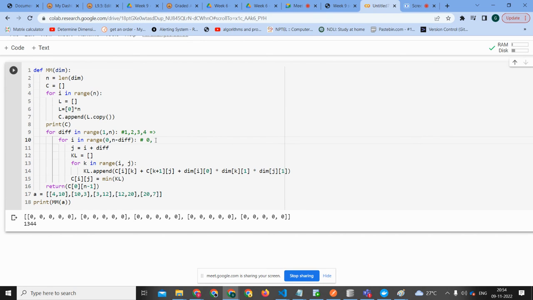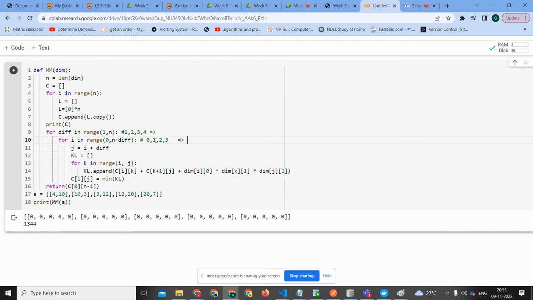First iteration it's going to be 0 comma 5 minus 1, 4, right? 5 minus n minus 4, difference is going to be 1, right? First one. 0 to 5 minus 1, which is 4. So this is the first iteration, right?